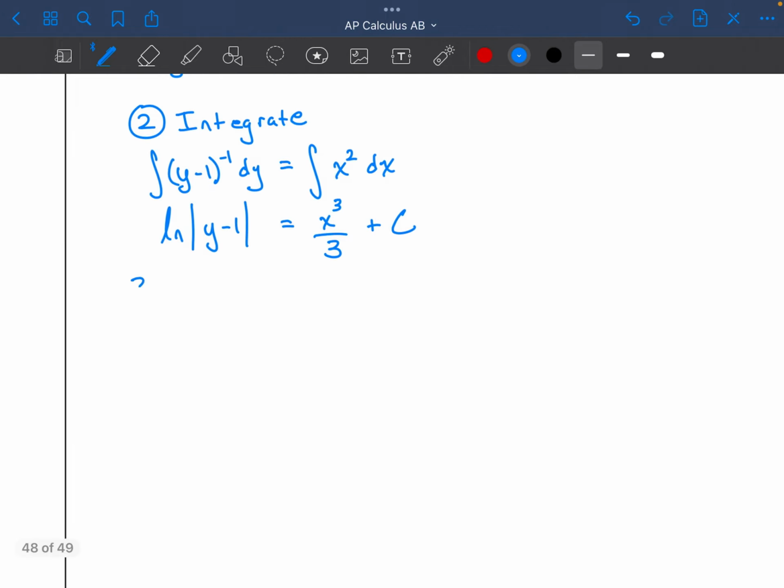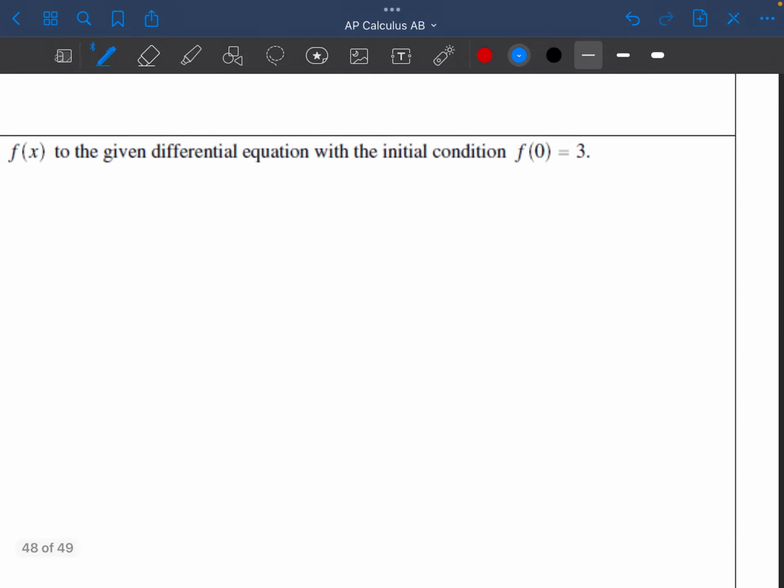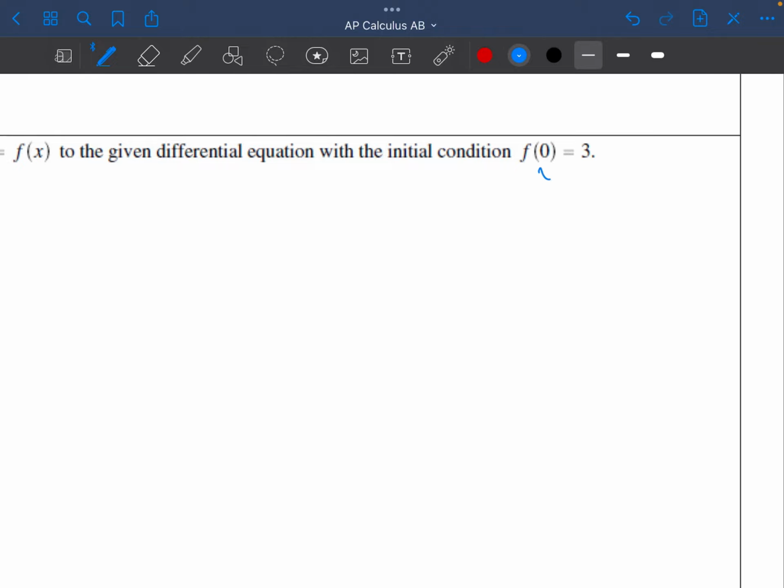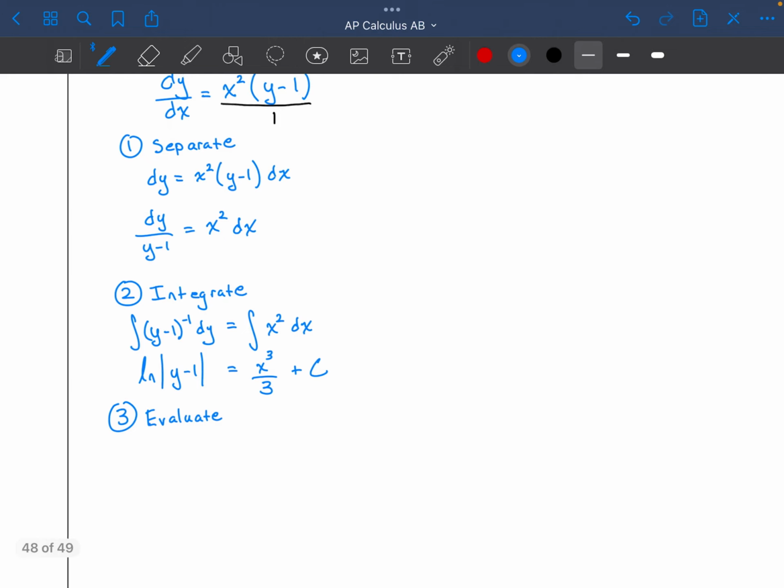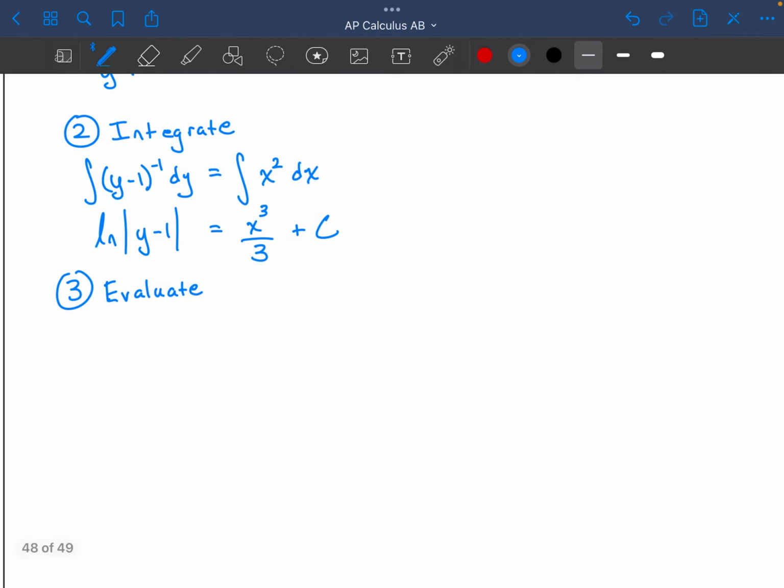And then I'm on to step number 3, which is to evaluate. Evaluate just means plug in that initial condition. So it gave us the initial condition that when the x value is 0, the y value is 3. So x is 0, y is 3. So I'll come down here. We'll say natural log, I said 3, right? Absolute value of 3 minus 1 is equal to 0 cubed over 3 plus c.